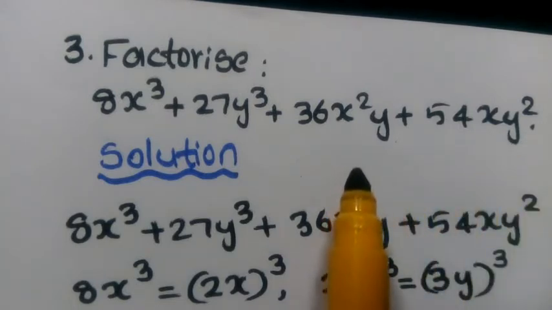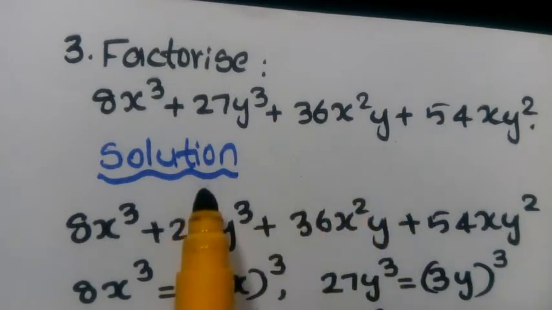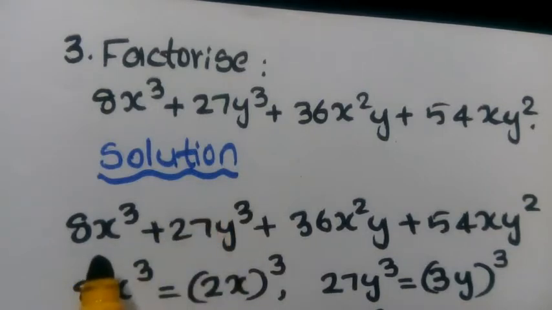Here we need to find the factors of the given expression. So we need to identify the given expression is the expanded form of which identity. It gives us the factors. Let us check the solution. We have the expression 8x cube plus 27y cube plus 36x square y plus 54xy square.